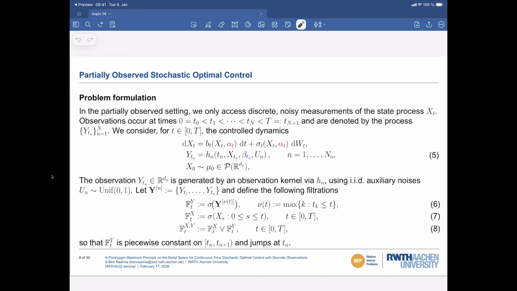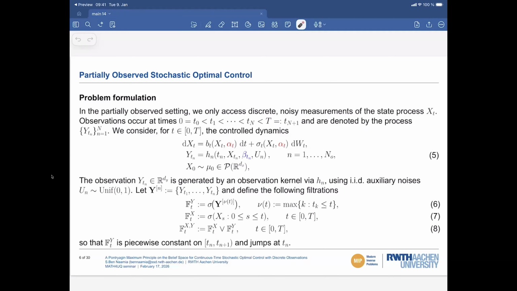What you can also define is the filtration of X, which we would use if we were lucky enough to observe X. And then there is this joint filtration, which we call F^{XY}, which is very useful for theoretical reasons, where you observe both X and Y. We will explain later, because this does not really make much sense when you think about it. If I observe X, why would I need to observe Y? I observe X, the perfect process. Why do I need to distort it with some discrete information?